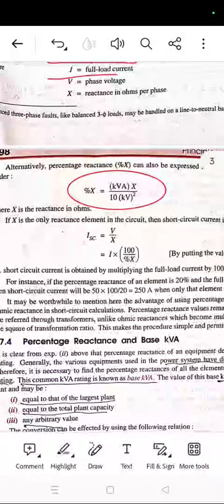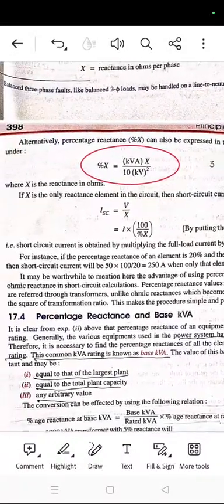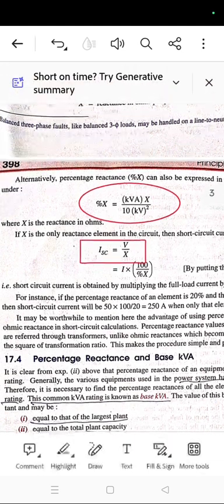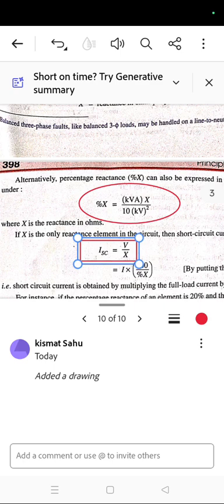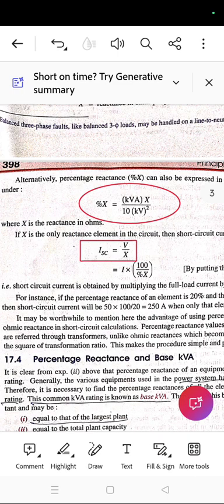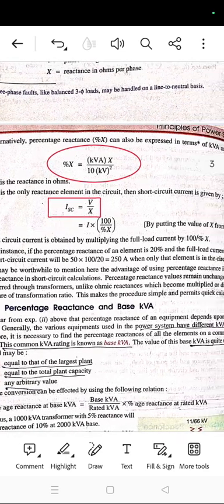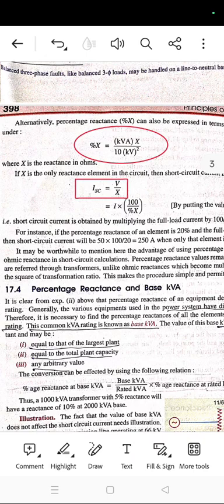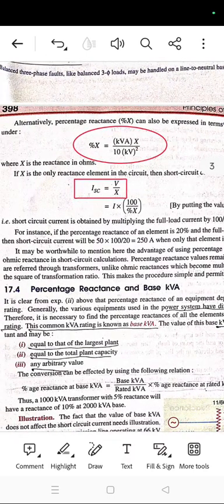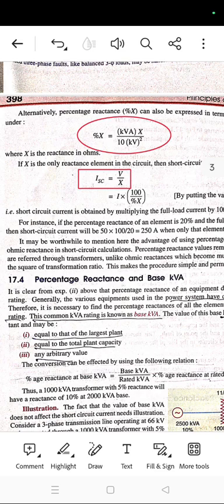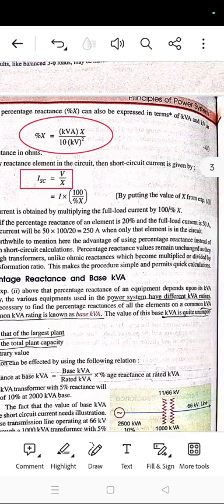ISC is V by X. Putting the value of X, the short circuit current is obtained by multiplying the full load current by 100 by percentage reactance. For instance, if the percentage reactance of an element is 20% and the full load current is 50 amperes, then the short circuit current is 50 by 20 into 100, that is 250 amperes, only when that element is in the circuit.